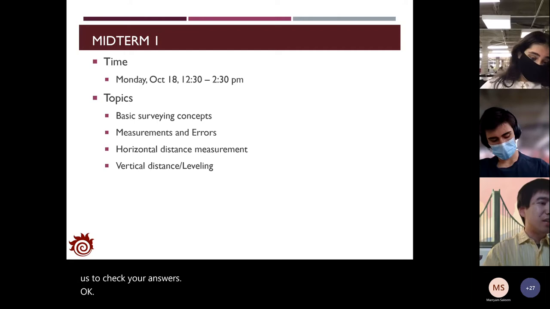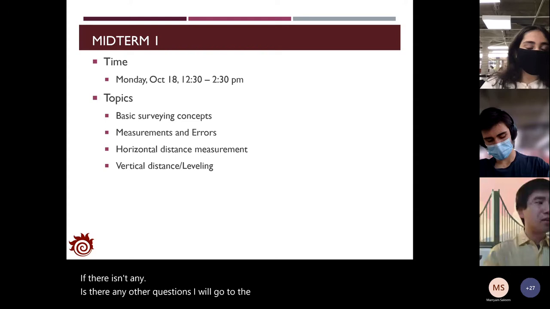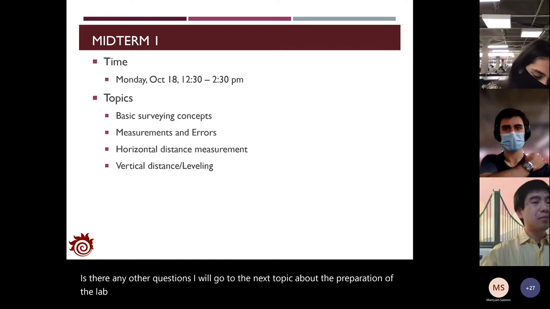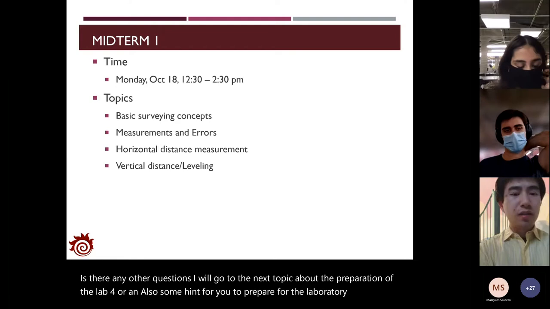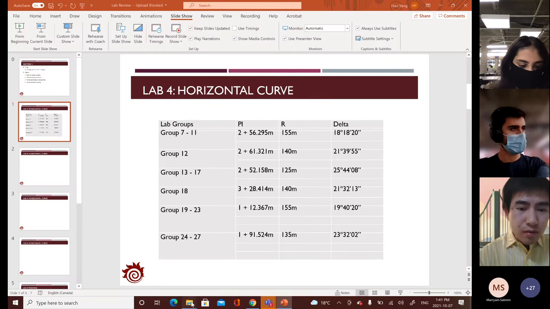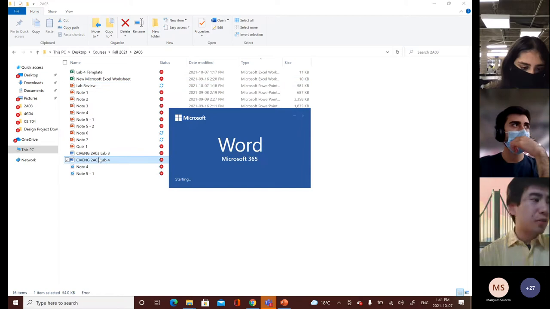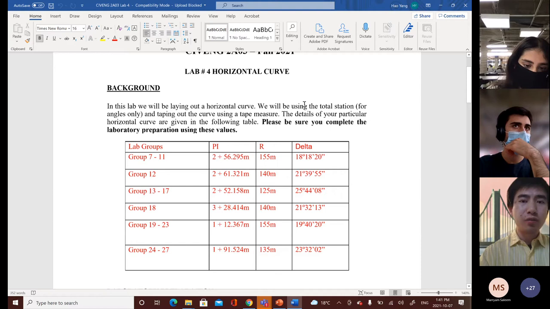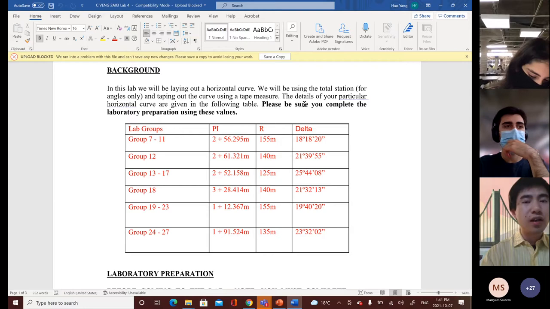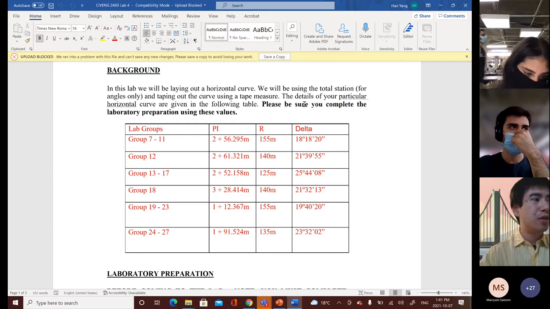If there are any other questions, I will go to the next topic about the preparation of lab 4, and also some hints for you to prepare for the lab 3 report. So in lab 4, let me try to bring out the instruction. The lab instruction has been uploaded to Avenue to Learn. You can check the details about what you need to do for lab 4. Basically, in lab 4, you need to lay out a horizontal curve to identify how you can define the smooth curve based on the specific point of interest, the radius, and the specific angle.